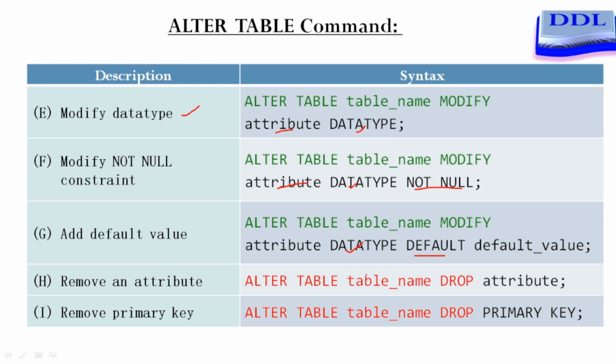The next one is using the drop clause. The drop clause can be used to remove an attribute. Syntax is alter table name drop attribute. So that column will be deleted from the table.